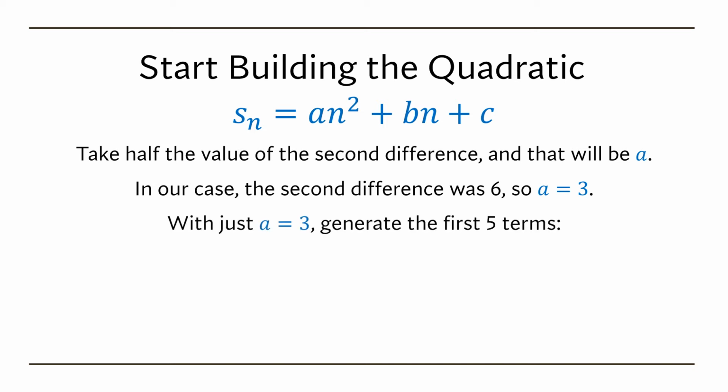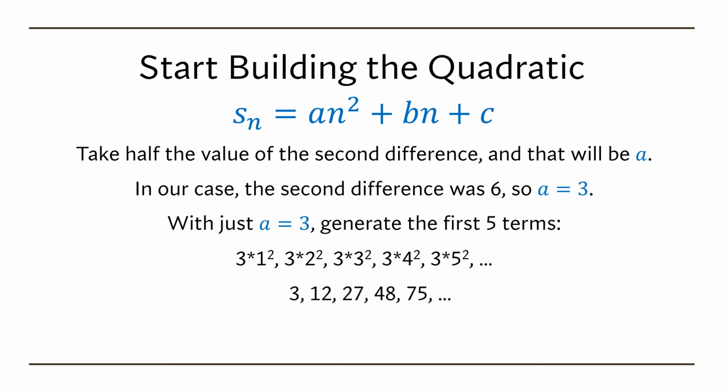And now with just the A equal 3 and not the B term and the C term, we will generate the first 5 terms of the sequence. In other words, 3 times 1 squared, 3 times 2 squared, 3 times 3 squared, 3 times 4 squared, and 3 times 5 squared. And when you do that computation, you get 3, 12, 27, 48, and 75.